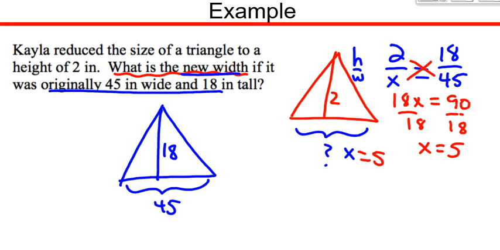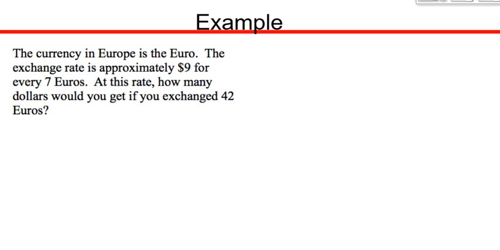Okay, let's try another one. The currency in Europe is called the euro. That's a true story. The exchange rate is approximately $9 for every euro. So right now I'm going to set up my ratio. $9 for every euro. So $9 for every 7 euros. So notice I have dollars on the top and I've got euros on the bottom. So when I set up my other ratio, I have to have dollars on the top and euros on the bottom. So at this rate, starting out here, at this rate, how many dollars?